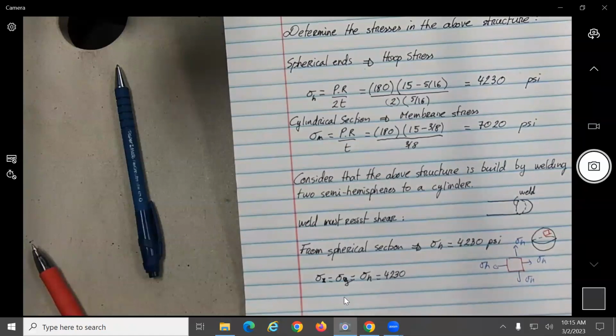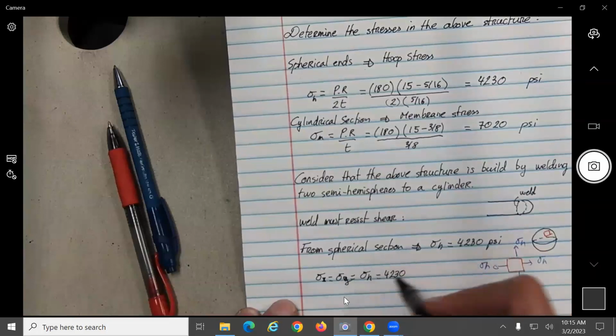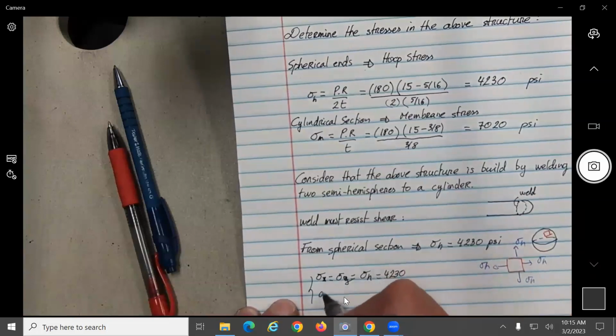Okay, which will also be the principal stresses. So this will also be sigma 1, sigma 2 over here. Okay, over here we can say sigma 1 equals sigma 2.